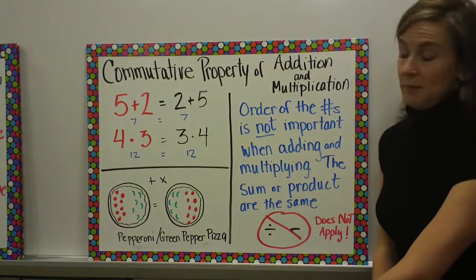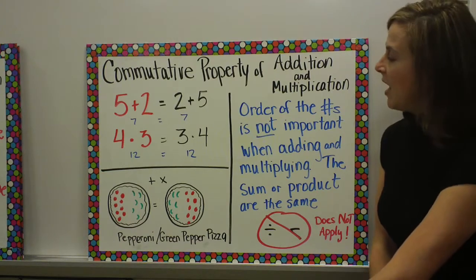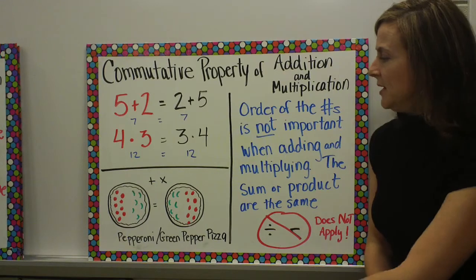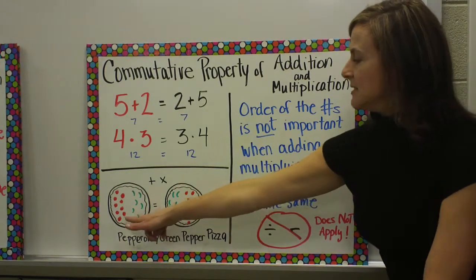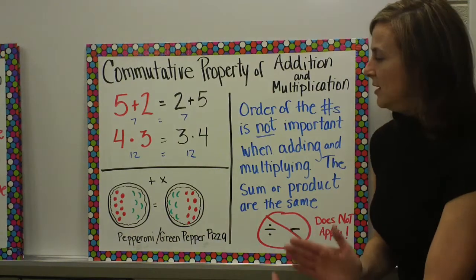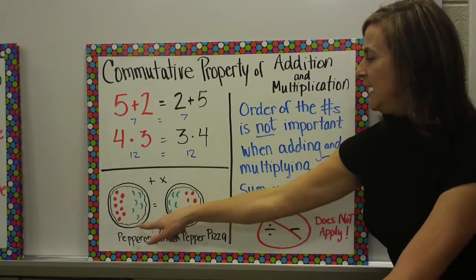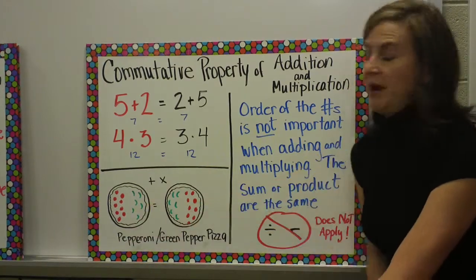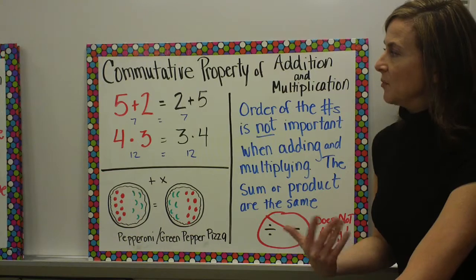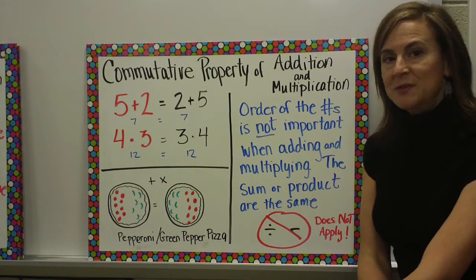To represent this in a picture, I've got some pepperoni and green pepper pizza. If I say that I want to order a pizza that's half pepperoni and half green pepper, notice that it doesn't matter what half they put the pepperoni or the green pepper on, it's going to be the same pizza. So the order doesn't matter. Hopefully the pictures will help you remember the rules of the properties. We're going to practice these and apply those in class.